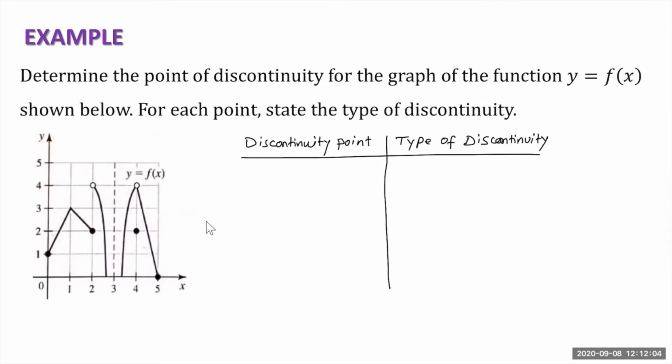Okay. Now, let's answer this question. If you look at this graph, you can see that there is discontinuity at x equal to 2. The function is not continuous at x equal to 2. And what type of discontinuity is this? You can see there is a break in the graph. Whenever there is a break in the graph like this, the type of discontinuity is called the jump discontinuity.